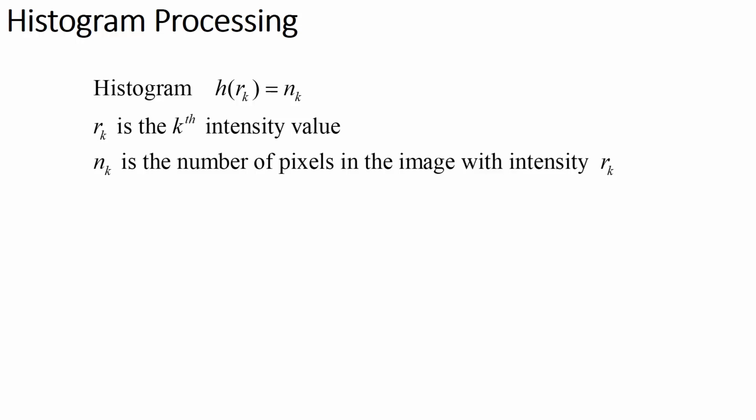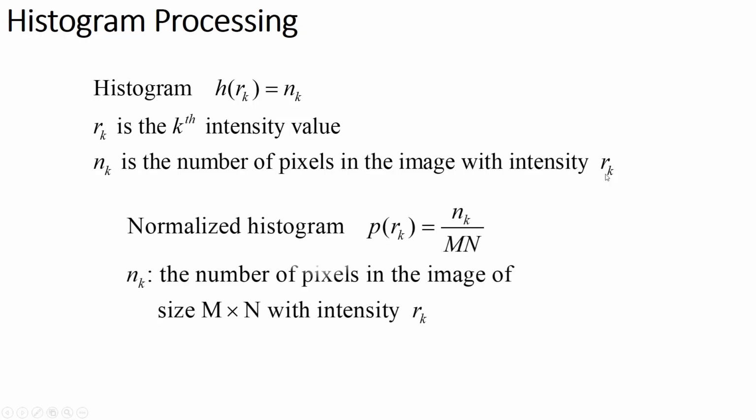So histogram h of r_k is equal to n_k, where r_k is the kth intensity value and n_k is the number of pixels in the image with intensity r_k. In the case of a normalized histogram, we have to divide this n_k by the total number of pixels. If an image is of size m cross n, then for a normalized histogram, we divide n_k by m into n.